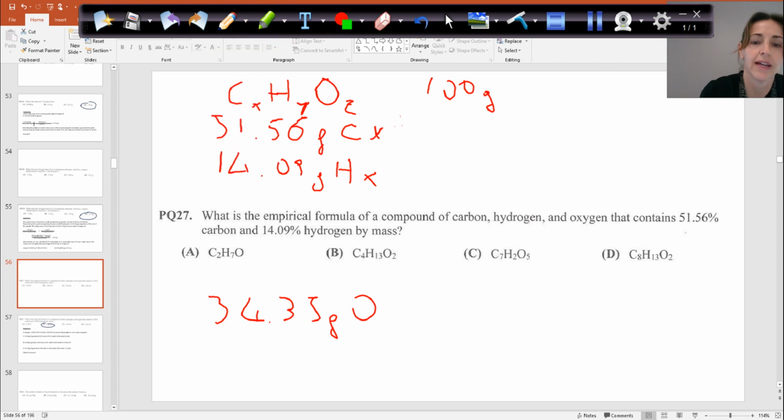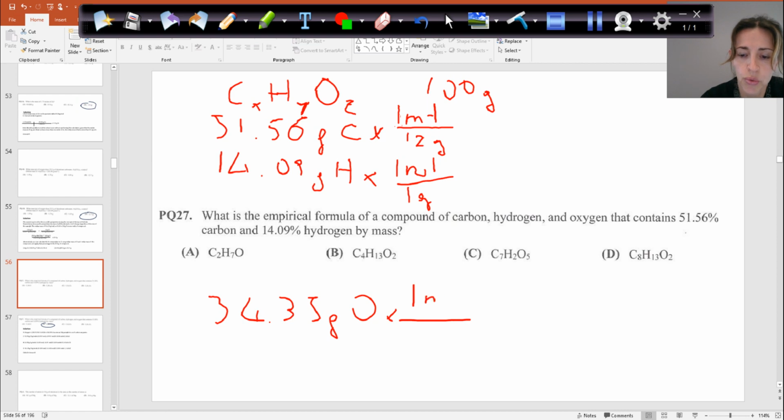There you go. Okay, so I have 1 mole and 12 grams. And then in here I have 1 mole and 1 gram. And for oxygen, each 1 mole contains 16 grams, right? So I'm doing these calculations, and tell me what you get. So 51.56 divided by 12. What did you get? Basically 4.296666, right?